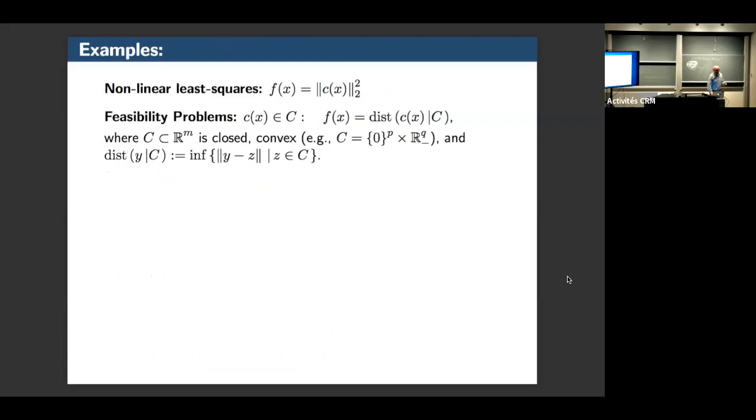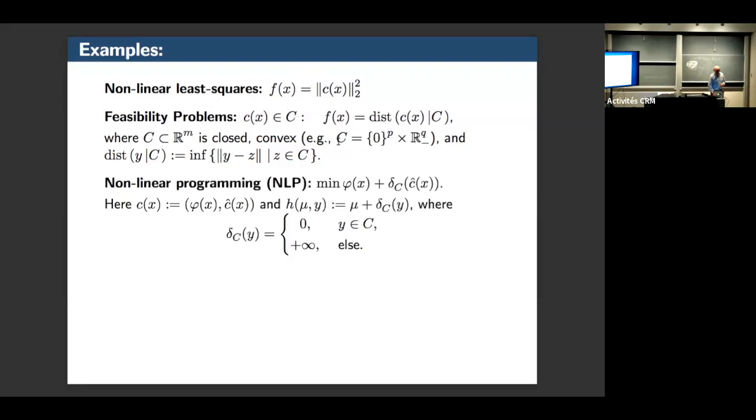Feasibility problems. If I have a convex set C, then the distance to the convex set C, where this is the distance function, is a convex function. So I can compose C of x with the convex set C, and I get a convex composite function. This is related to trying to locate points x that are in C. If C is just 0, and the distance is given by the 2 norm, then this is again the linear least squares problem.